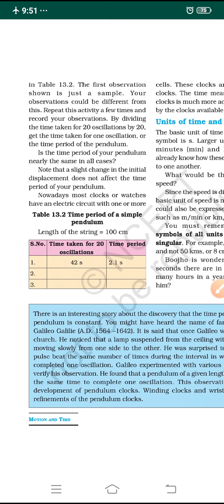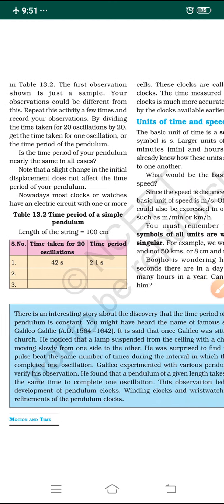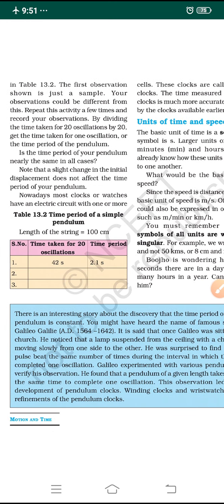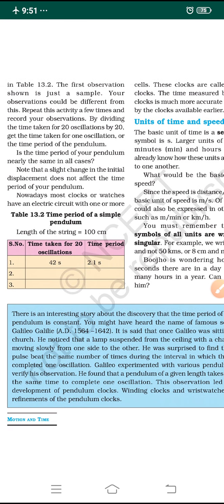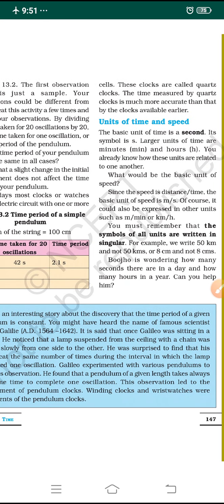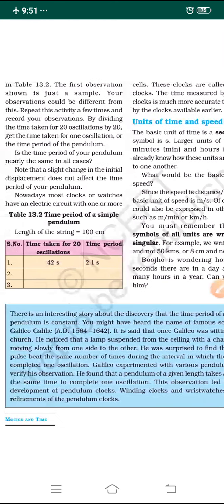Nowadays most of the clocks or watches have an electric circuit with one or more cells. These clocks are called quartz clocks. The time measured by a quartz clock is much more accurate than the clocks used earlier with the help of a cell. Look at the figure.